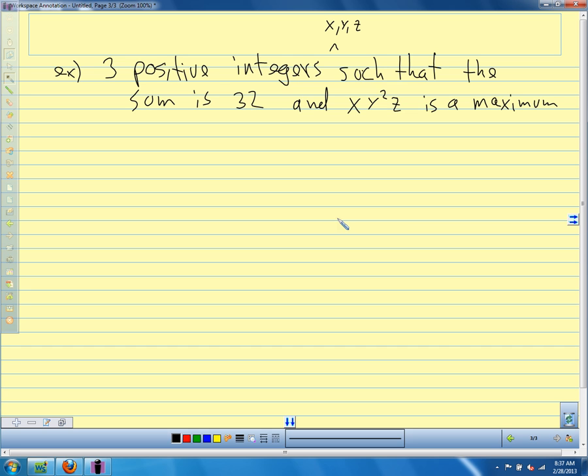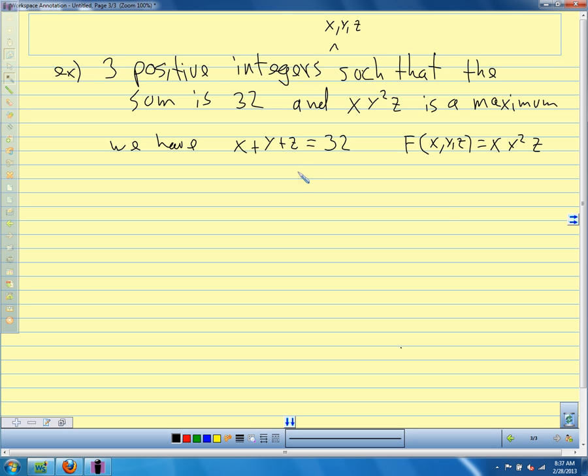So this particular problem, we have a function that we're trying to maximize, but we also have a constraint. Our constraint is the sum has to be 32. So we have that x plus y plus z equals 32. So that's our constraint. We're constrained by that condition. And our function, let's say that f of x, y, z is xy squared z. So that's what we're trying to maximize. We want to maximize f subject to this constraint.